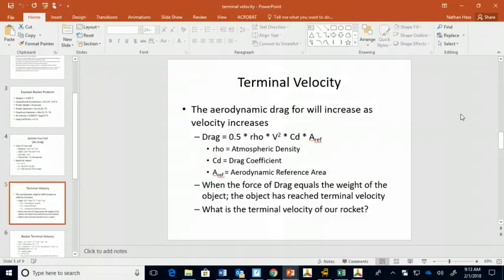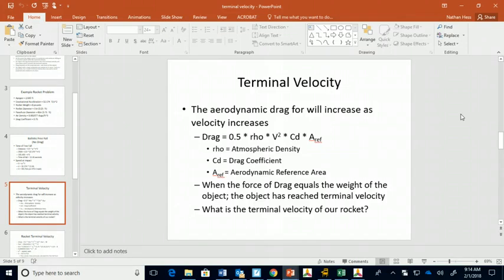So drag is 1/2 times rho times v squared times that drag coefficient. For your rockets, again, 0.75 is about what we're dealing with there. Times the aerodynamic reference area, in other words, the surface area. And that's simply how we calculate drag: 0.5 times rho times v squared times CD times the reference area.